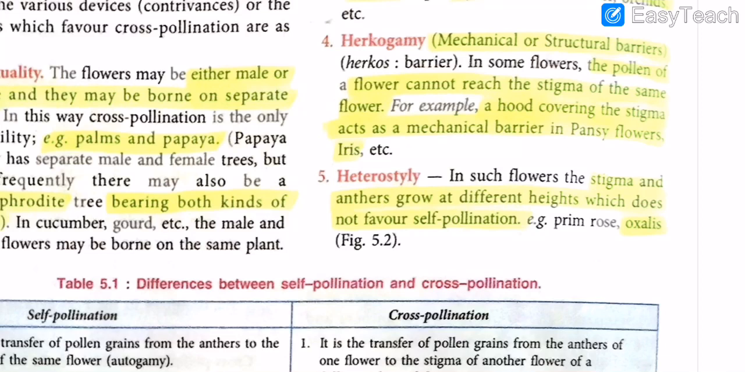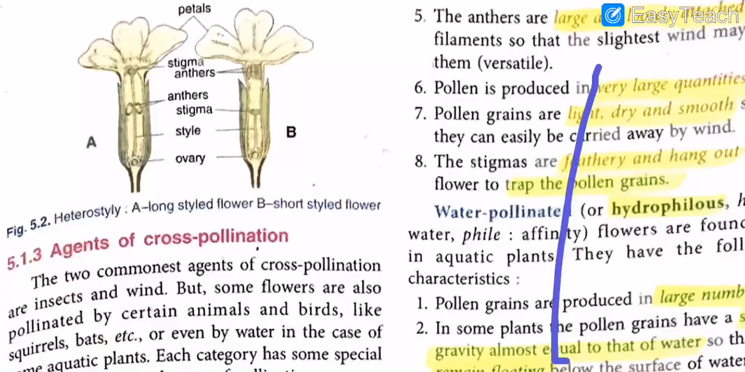Perfect. Now let's move on to the next page and let's talk about the agents of cross-pollination. It's a very easy one. This is one of the easiest things in the chapter.